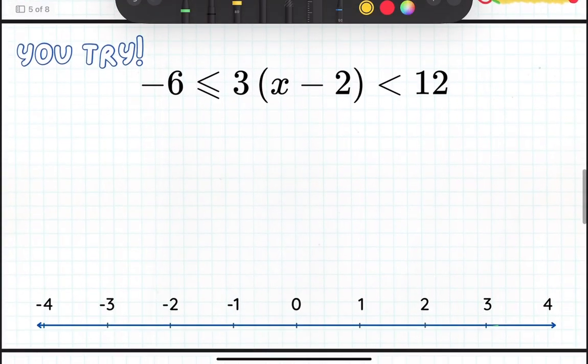So now take a moment and pause the video and try this problem out. And when you're ready, unpause the video and let's work on it together. So let's split our sides.